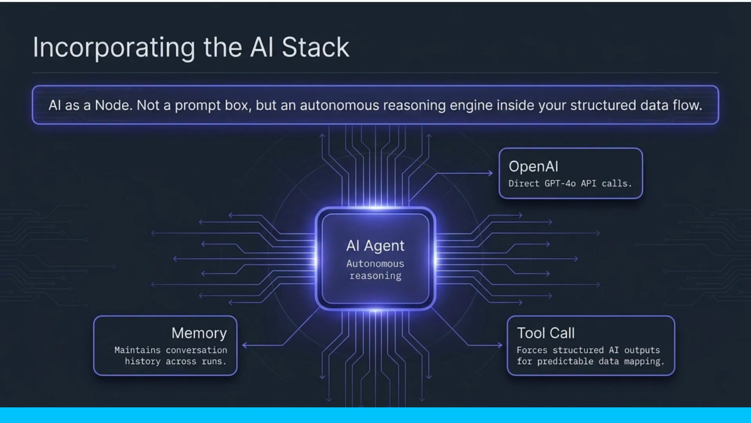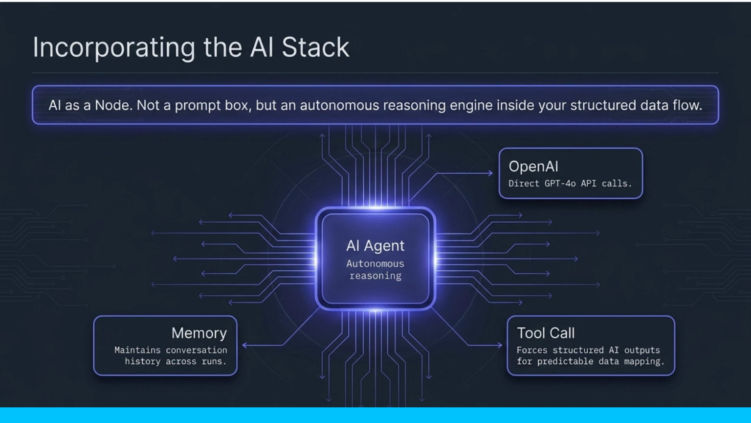This slide changes how most people think about AI. AI in n8n is not a chatbot. It is a node. It sits inside your data flow like any other node. It receives structured input. It reasons about it. It returns structured output. Look at the center of this slide. The AI agent node is the core reasoning engine.